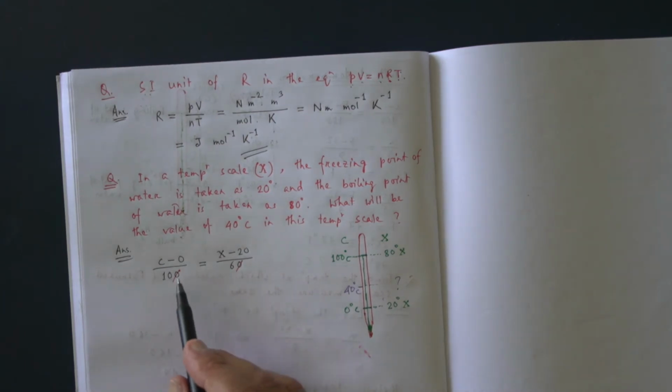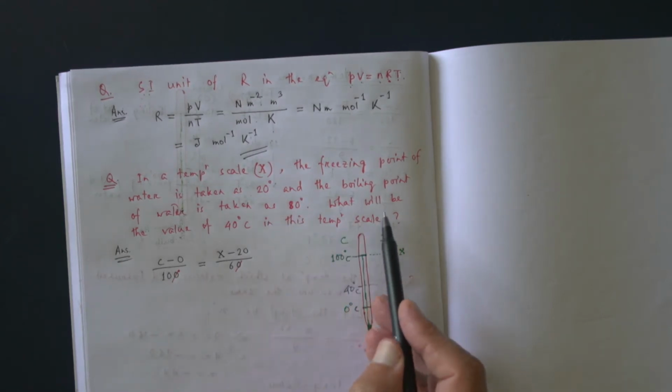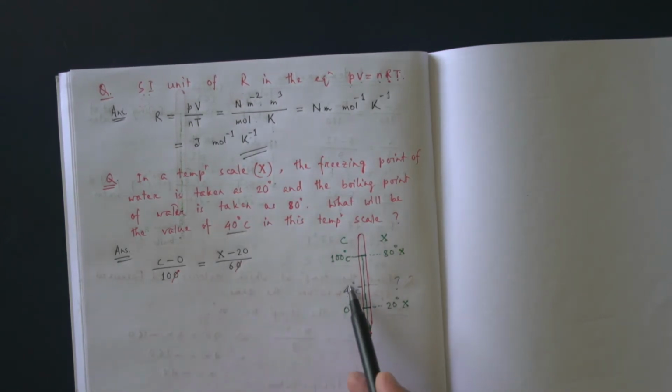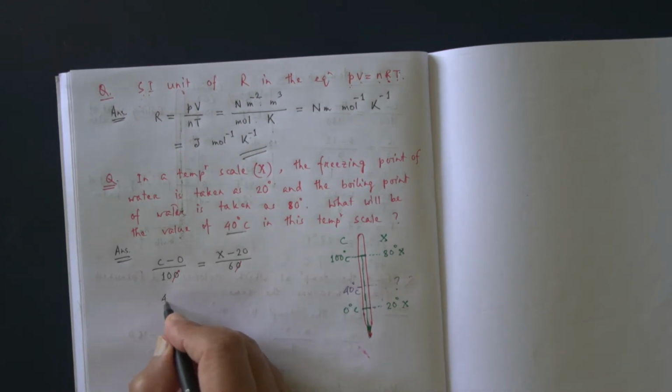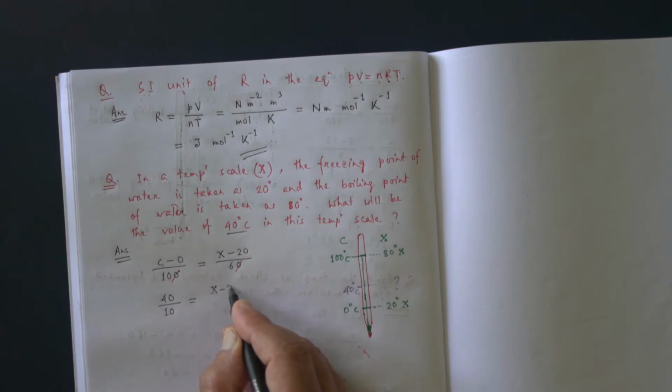Then you see, so if Celsius is 40, what will be the value in X? So C is 40. 40 minus 0 divided by 100. That will be equal to X minus 20 by 60.